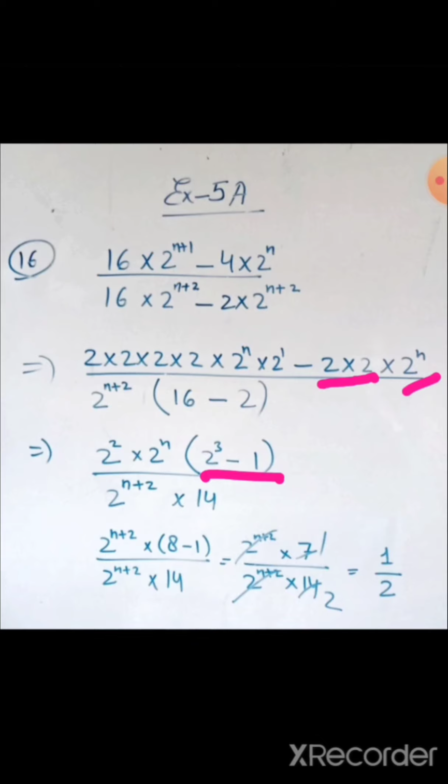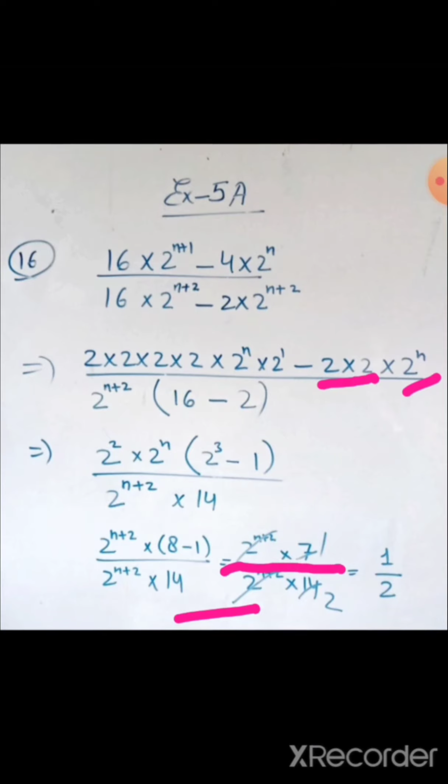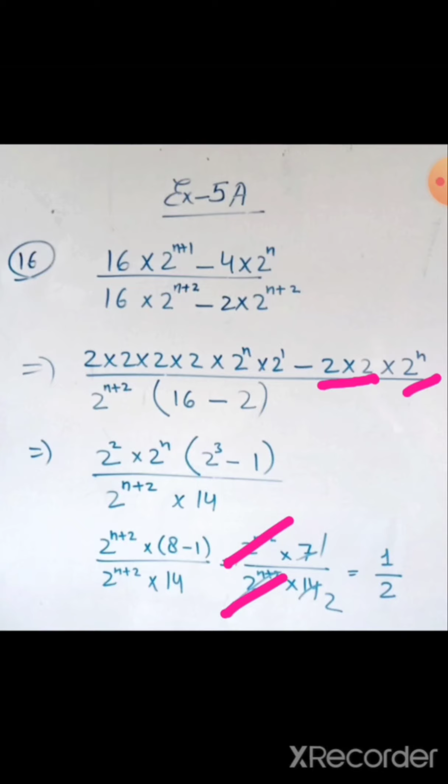And see, in the denominator we have already done the subtraction. 16 minus 2 will be 14. It is written here. In the next step, written here 2 raised to the power n plus 1 into 8 minus 1 will be 7, and 2 raised to the power n plus 2, denominator same, and into 14 here. So 2 raised to the power n plus 2 in the numerator and denominator both can be divided. We are cutting them.